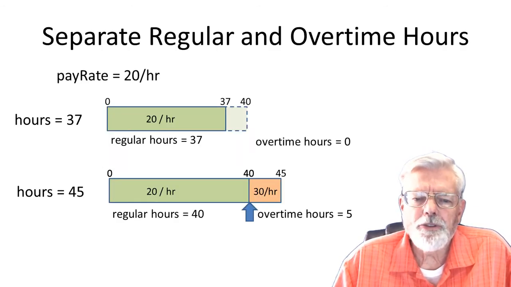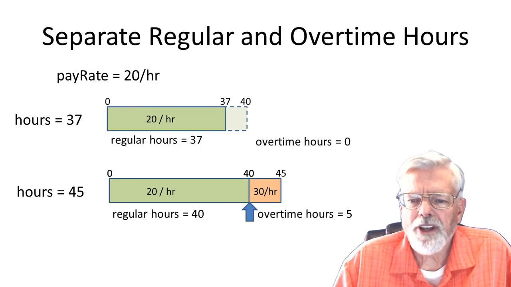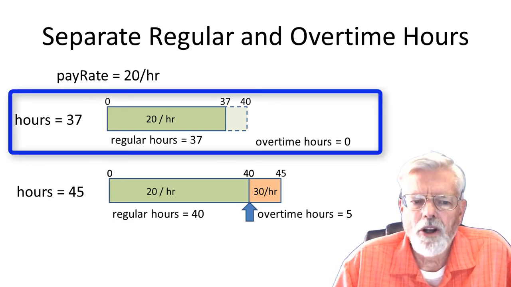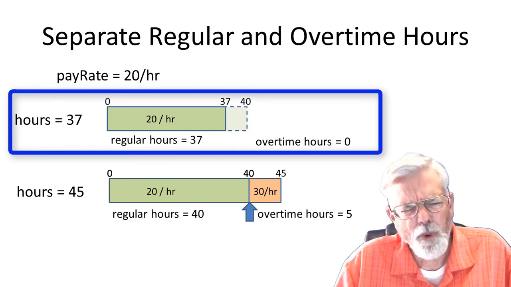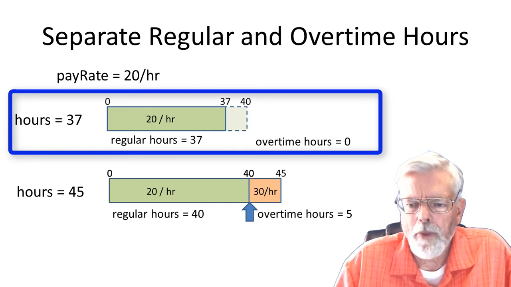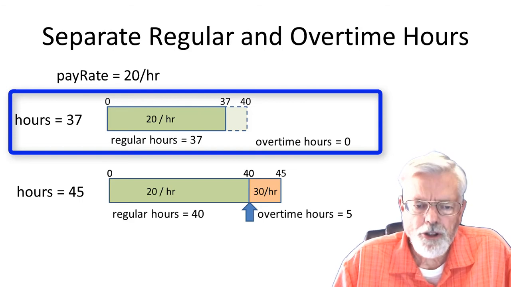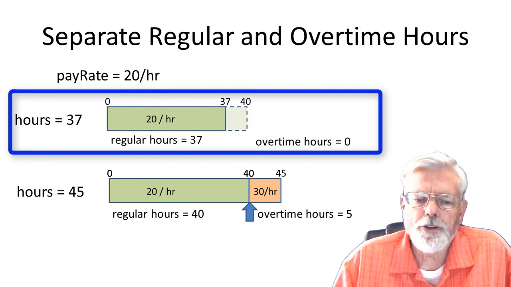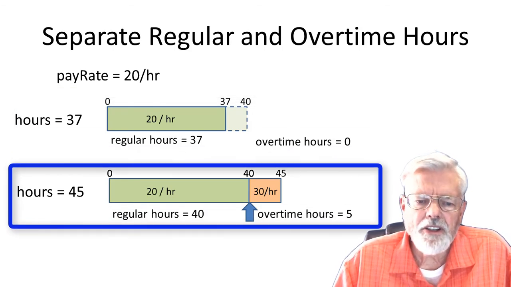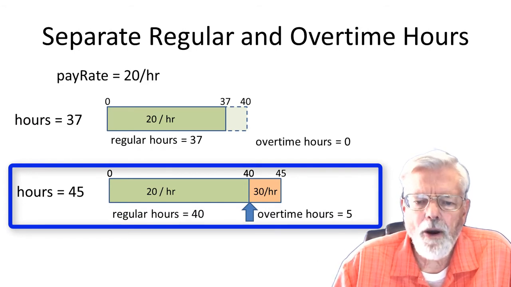Here are two examples showing the hours worked with an example of $20 per hour. The first example shows 37 hours, which is less than 40, therefore there's no overtime. All 37 hours should be paid at $20 per hour. The second example shows 45 hours.